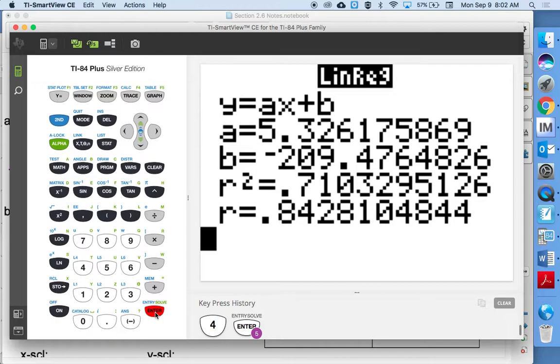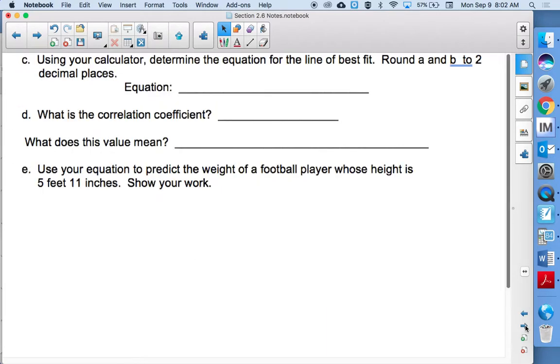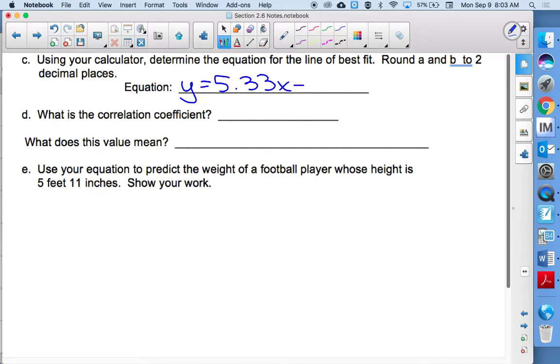So the next couple of questions are kind of explaining what things mean. And we are now on to, so our equation 5.33x minus 209.48, and our R value is 0.84. So kind of flipping back to the definition of the correlation coefficient, that R. What does it mean if it's 0.84? So what would that number mean being 0.84? So kind of look at the definition. What would this mean if it's 0.84?